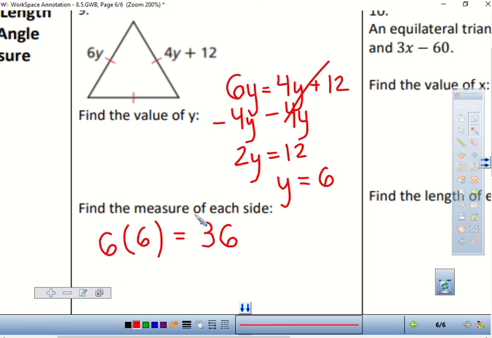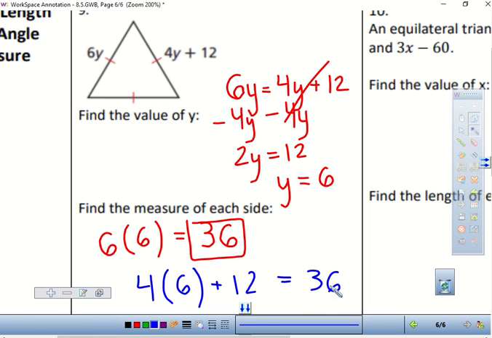And all of these have equal side measures. How do I know that all the sides are 36? They're all congruent based on the tick marks. See those? So you could also have plugged it in for this one, and you would have also gotten 36, right? So all of the sides are 36. All three. I'm just showing you so you understand the concept behind it. Are you good with number 9?